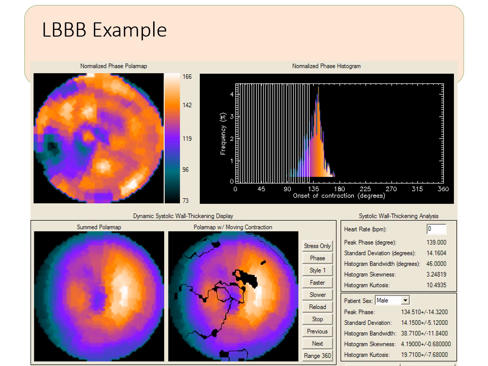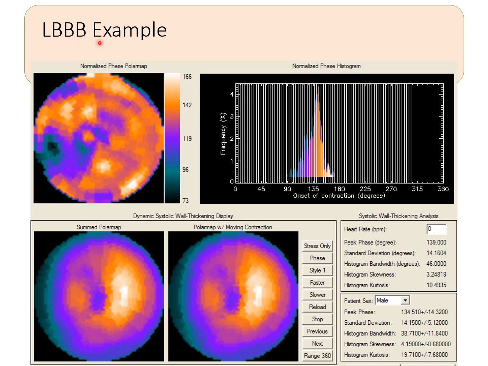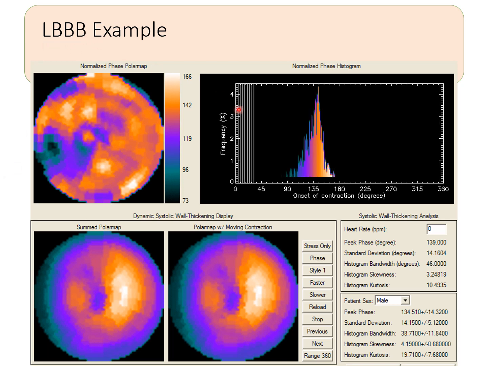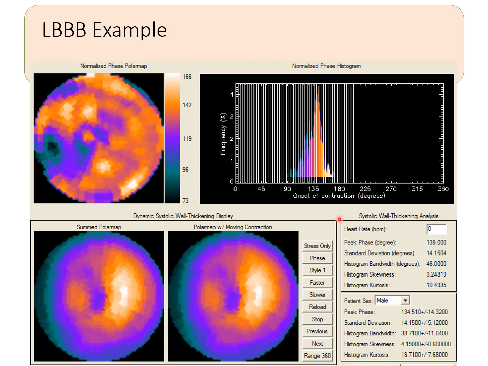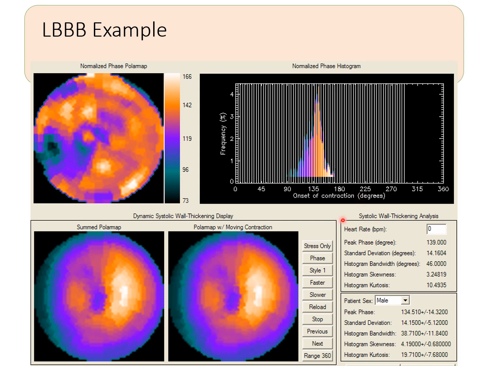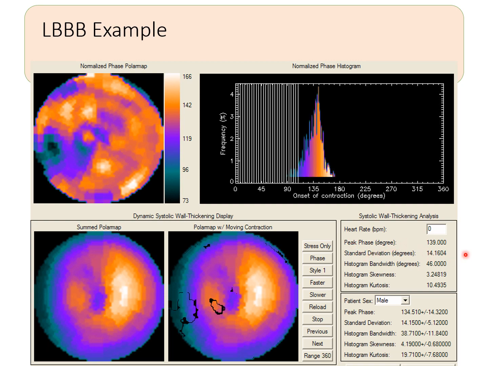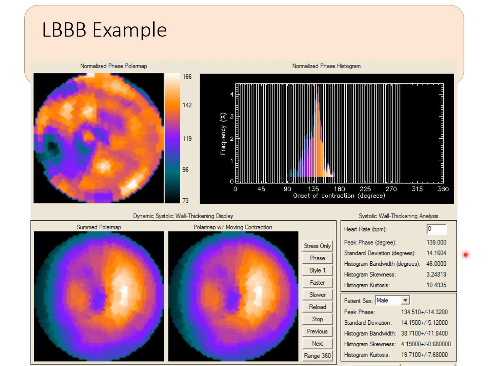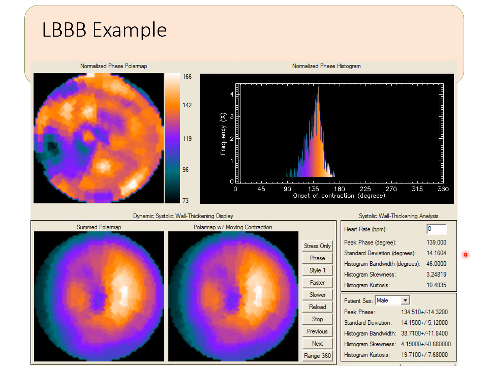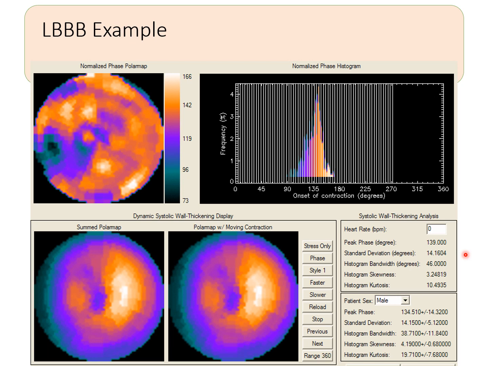So here you see a patient now with left bundle branch block. And you see, first of all, a histogram that is somewhat wider than that normal patient that I showed you before. But note that the standard deviation is still around 14, meaning that it's still very close to the mean normal. And again, that's to make the point that even though this patient has left bundle branch block and is roughly a little higher than the mean normal, it doesn't mean the patient is in heart failure.